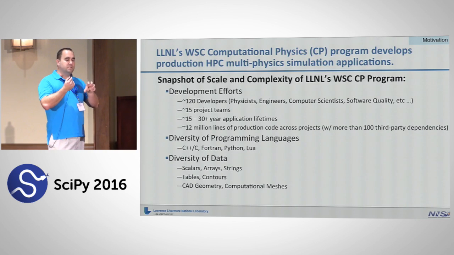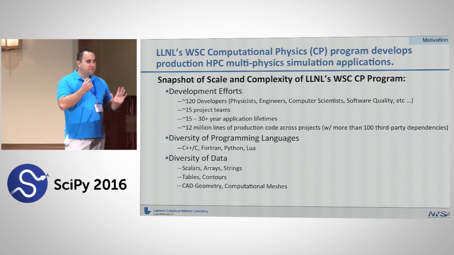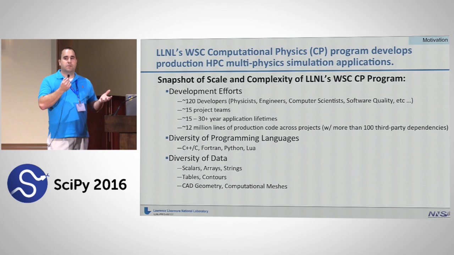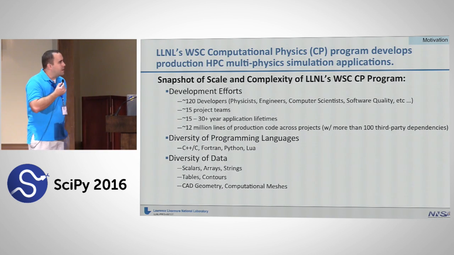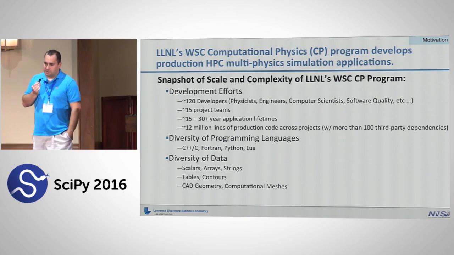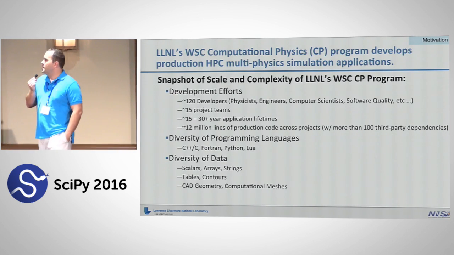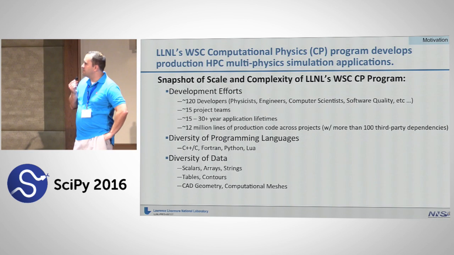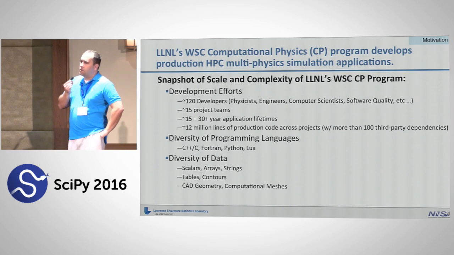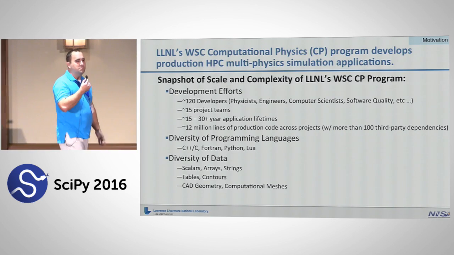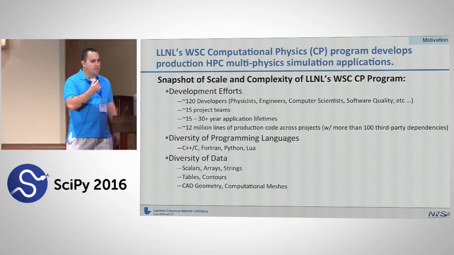These are the people who write these codes. There's about 15 of these project teams, and they have a very long life, so 15 to 30 years production life. And it's about 12 million lines of code, not 2 million. 12 million lines of code, and that's counted in some sane way. And there's over 100 third-party dependencies. So our life's kind of complicated.